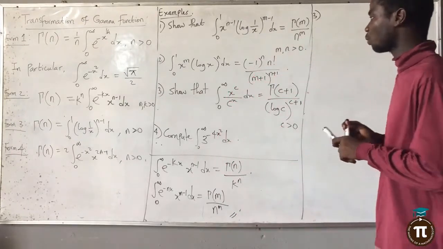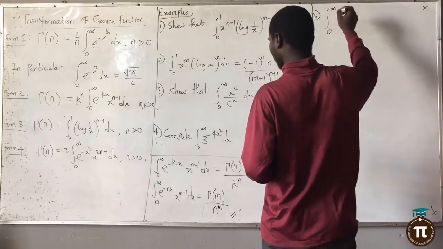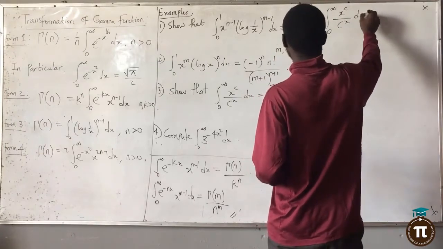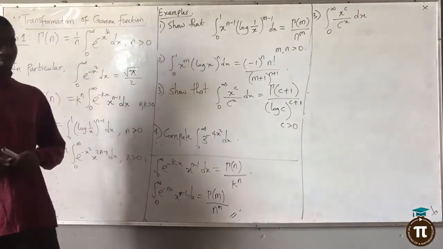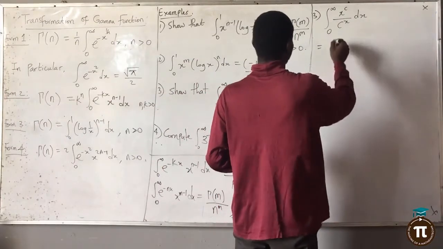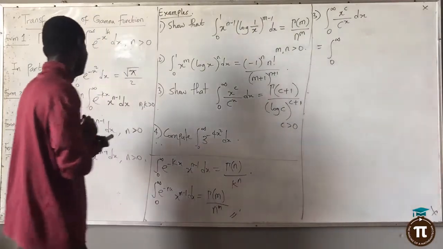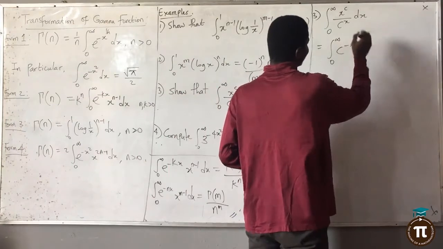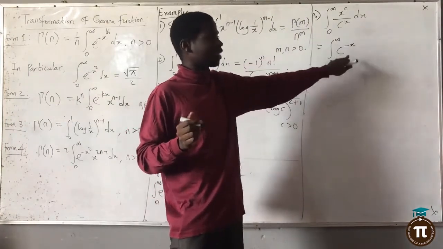Number 3 is saying that we should show that integral from 0 to infinity of s raised to power c over c raised to power s ds is equal to gamma of c plus 1 all over log c raised to the power of c plus 1. So this is actually equal to integral from 0 to infinity. Look at what I'm going to do. Of c raised to the power of negative s. This is c raised to power s at the denominator. It becomes c raised to the power of negative s.